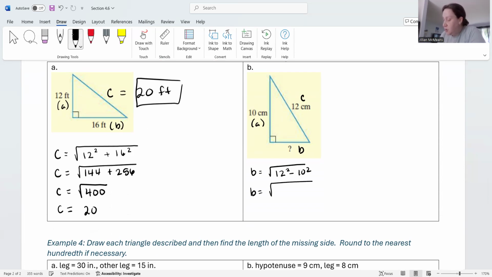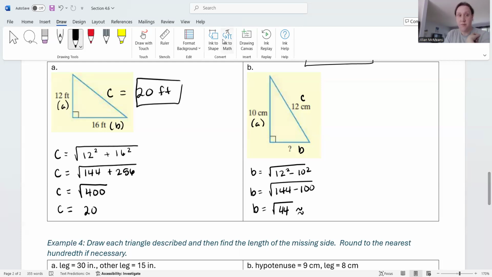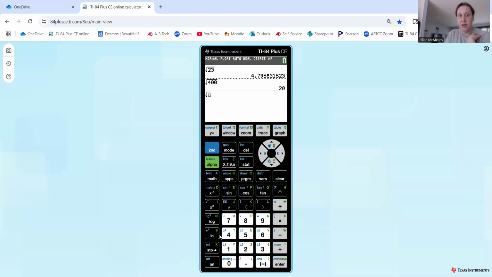So let's see, 12 squared is 144, 10 squared is 100. So we get that B is equal to the square root of, well, 144 minus 100 is 44. And this is not a perfect square, so we're definitely going to go to the calculator. The directions told us to round to the nearest hundredth as needed. So we want two decimal places in our answer, okay? So we're going to go to the calculator and type in the square root of 44. Second x squared, I'm going to type in 44. Remember, your calculator may be totally different, so you may have to ask your instructor how to use your particular calculator. But we have the square root of 44, and we want two decimal places.